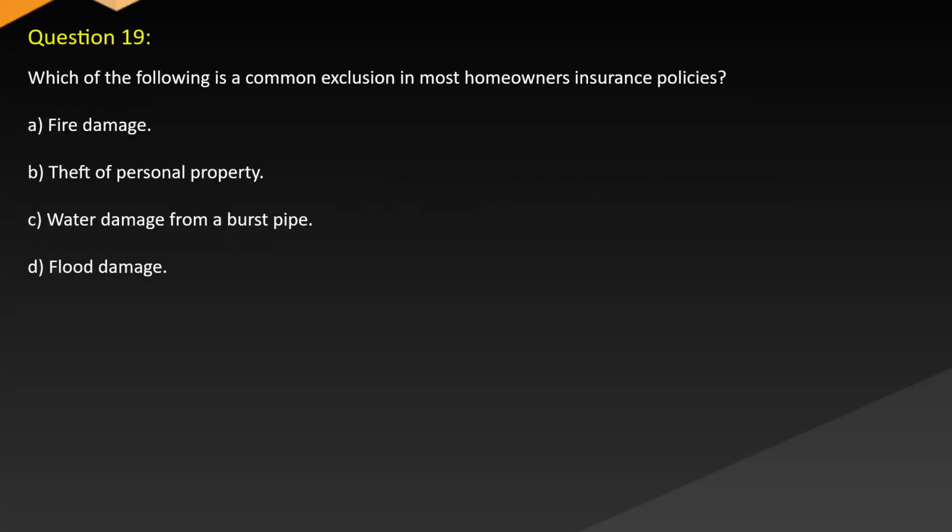Question 19. Which of the following is a common exclusion in most homeowners insurance policies? A. Fire damage. B. Theft of personal property. C. Water damage from a burst pipe. D. Flood damage.